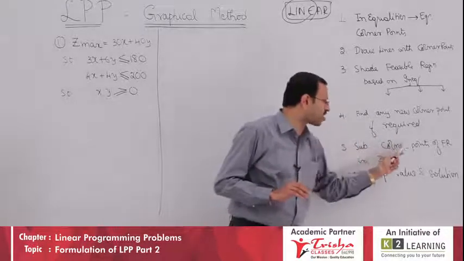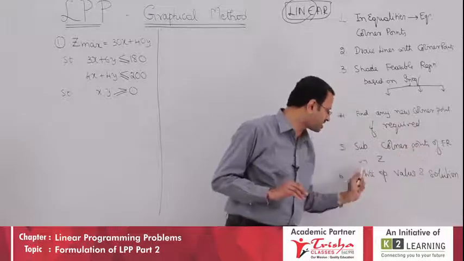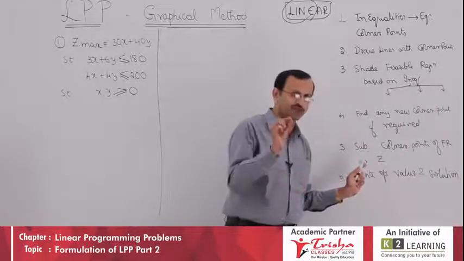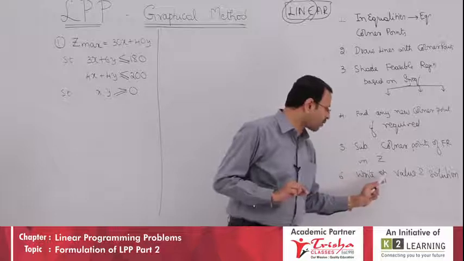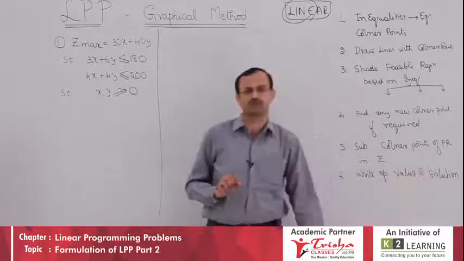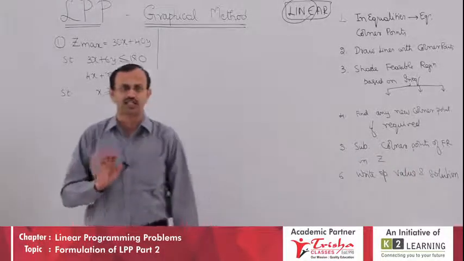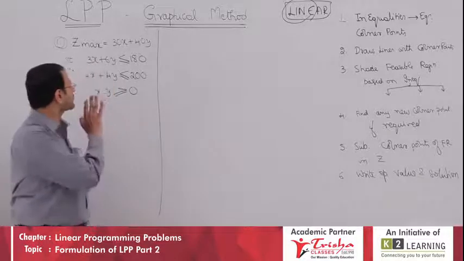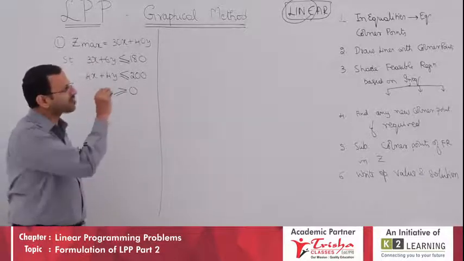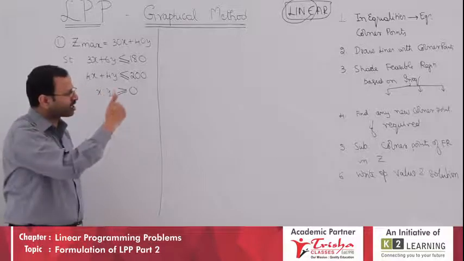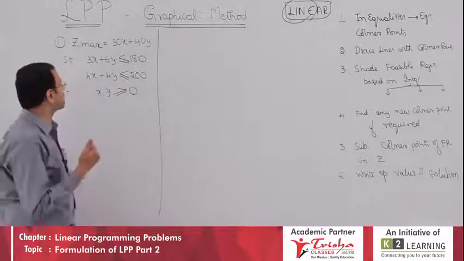Substitute the corner points of the feasible region in Z, your objective function. Write the optimum value and the optimum solution. So these are all the steps. Now I will work out one particular problem and I will explain those steps and we will go according to those steps. What is the LPP?